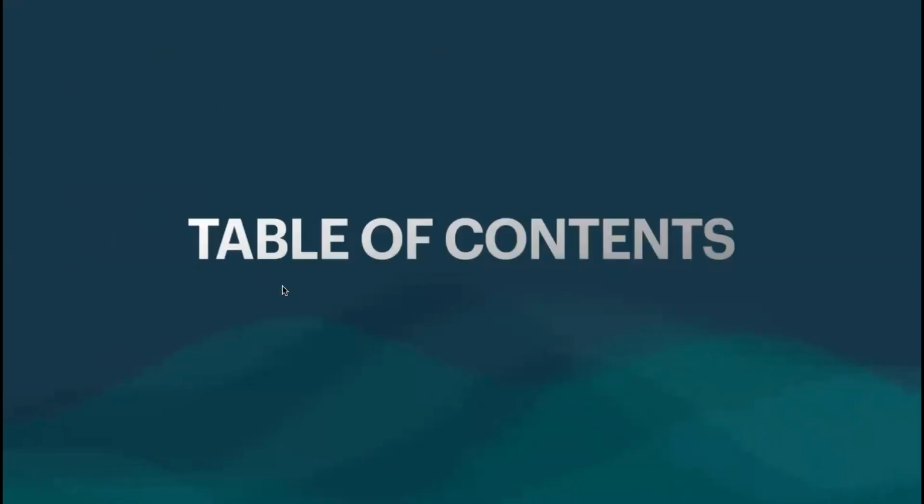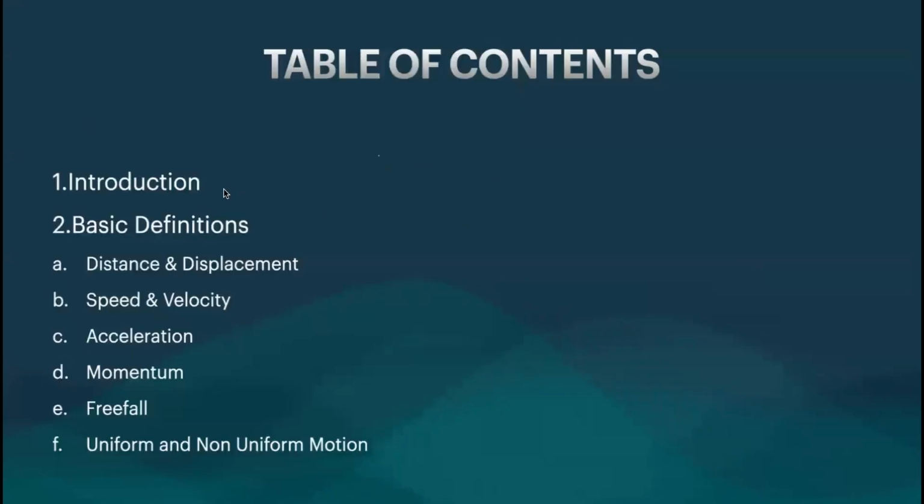So what are we going to learn in this chapter? Let us see. First, we will learn why do we need kinematics. So introduction, by introduction what do I mean? I mean I'm going to talk about why do we need kinematics and why do we study this chapter. And next we will be dealing with some of the basic definitions like distance and displacement, speed, velocity, acceleration, momentum, free fall, uniform motion, and non-uniform motion.